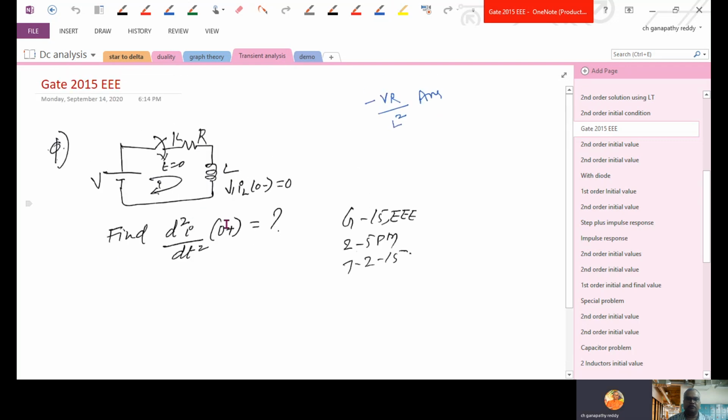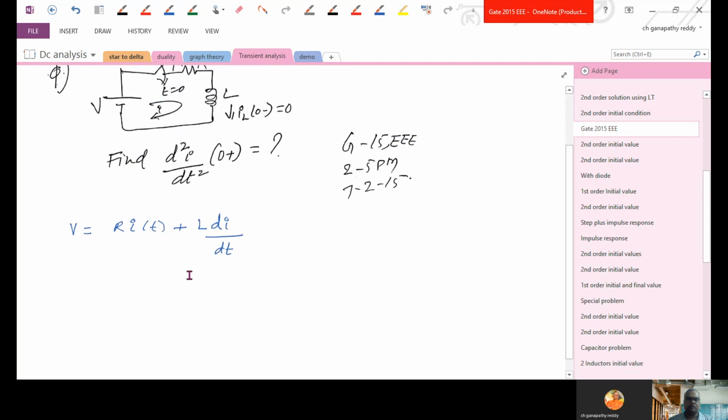So to answer this, you can start by writing the mesh equation. So V is equal to R into I of t plus L dI by dt. So simplify this, set t equal to 0 plus.